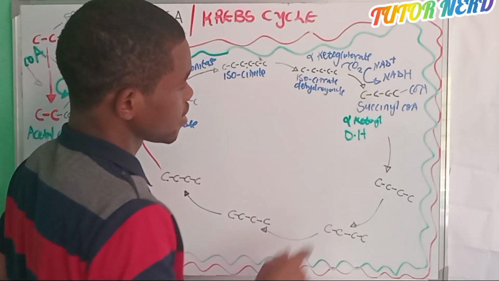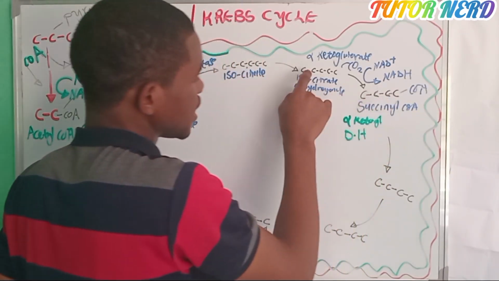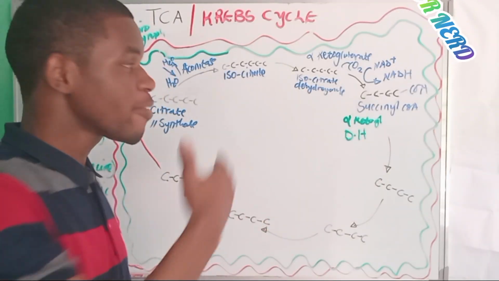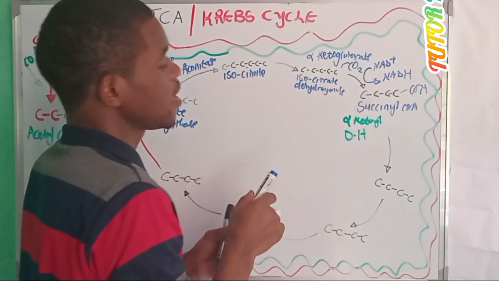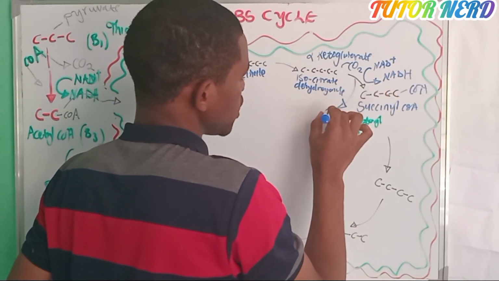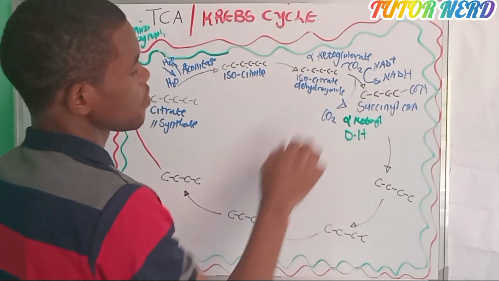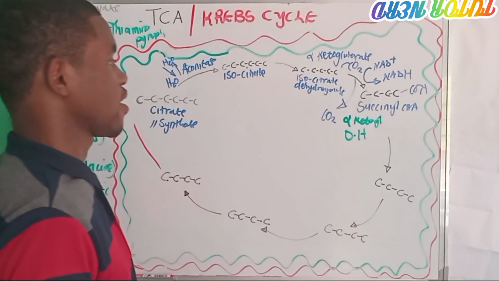And the moment you count these carbon atoms, there are 1, 2, 3, 4, and here we had 5. Just know that we also produce carbon dioxide. So in the process, there was actually the production of carbon dioxide. So carbon dioxide was released in the process so that we produce succinyl CoA like that.